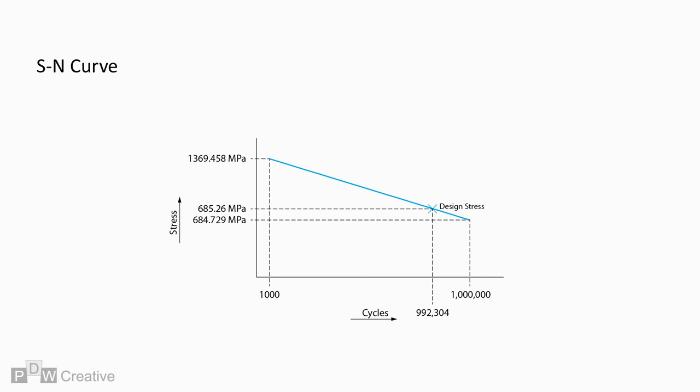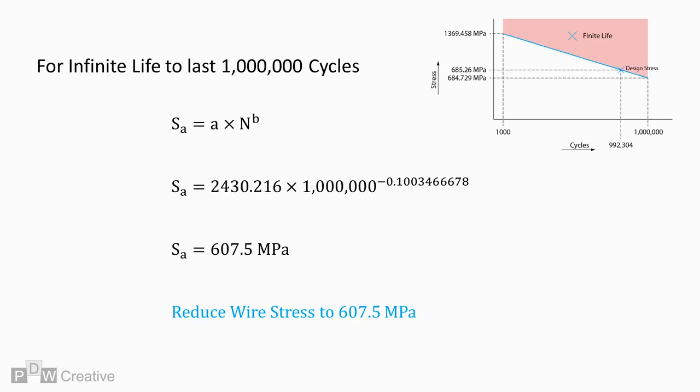At a life of 992,304 cycles, there are options to consider. If the spring is required to last less than 992,304 cycles, there is no need to change materials. However, if the spring is to last an infinite number of cycles, then the wire design stress should not exceed 607.5 megapascals. The predicted design cycle life count is so close to the infinite life target that the sourcing of a similar material offering a slightly higher UTS or UTS percentage recommendation should address the deficit.